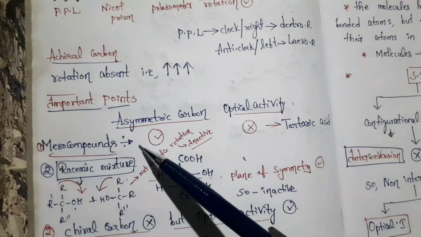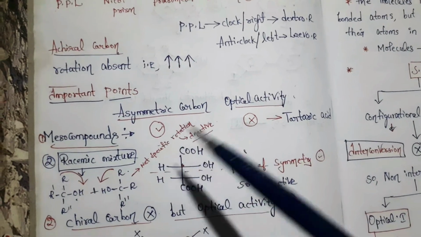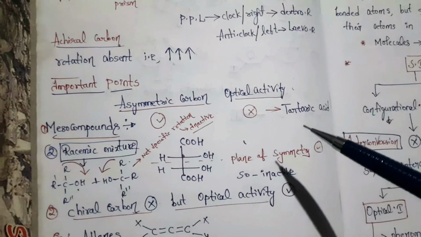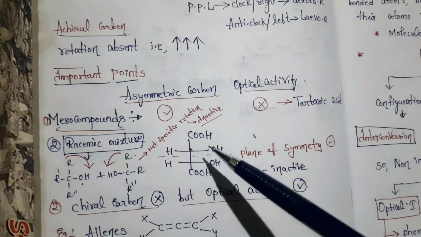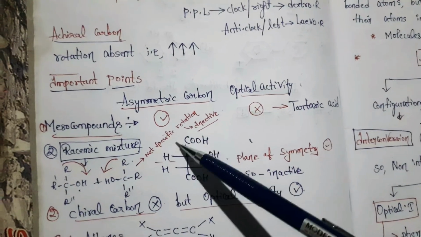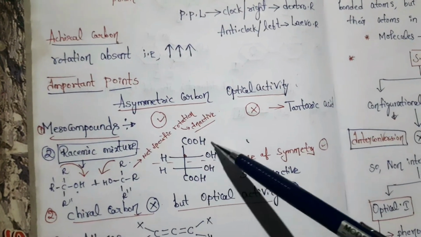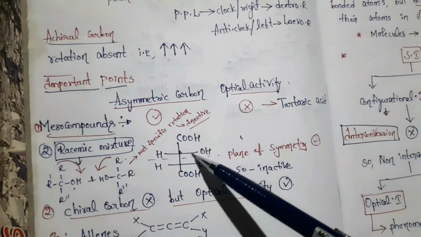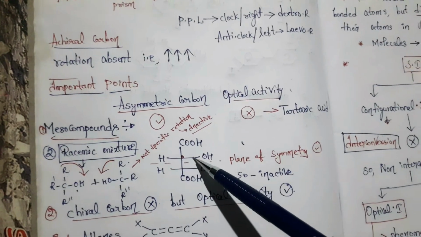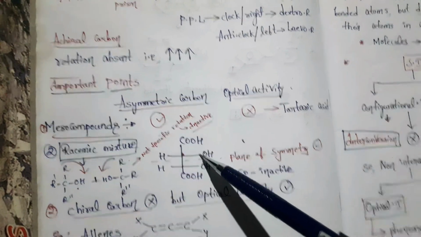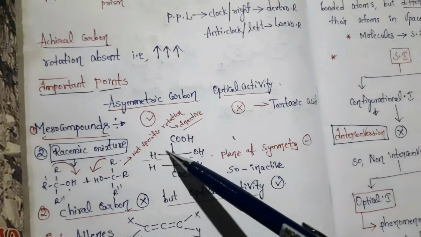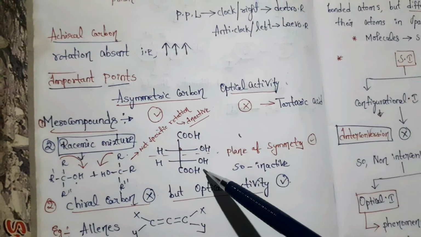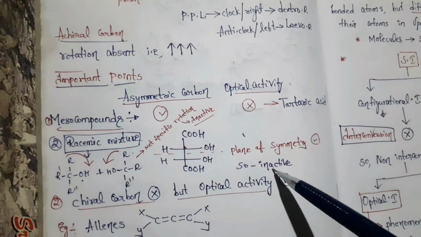In meso compounds, asymmetric carbon is present, but optical activity is absent. Example, tartaric acid. If we observe this carbon, the four substituents or four groups attached to this carbon are different. That means here it is chiral, so it should exhibit optical activity, but it is not exhibiting optical activity because a plane of symmetry is present. So this is one special case, so it is inactive.